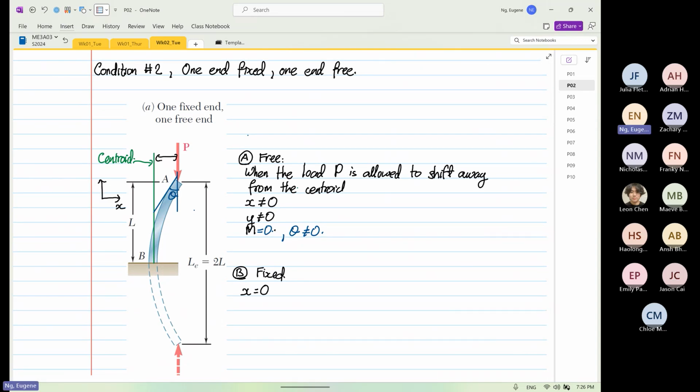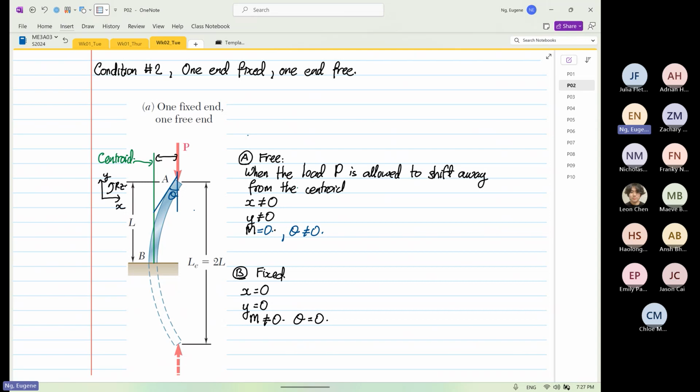Let me put this as X, Y, this is rotation, Y, Z. And then Y is also equal to 0. So you don't have movement in X and Y, no motion at all. However, moment is now not equal to 0 because theta is equal to 0.